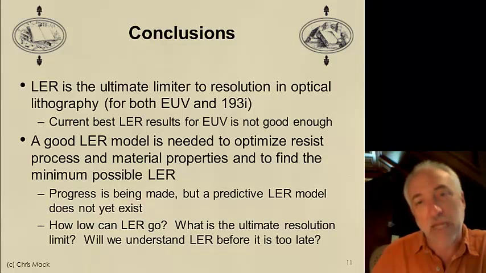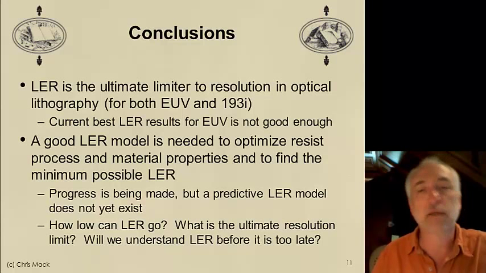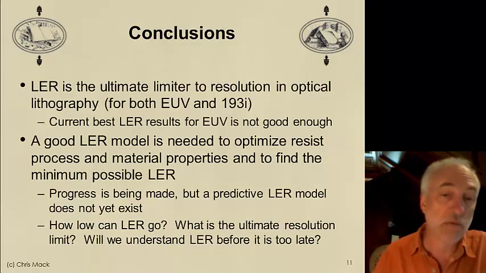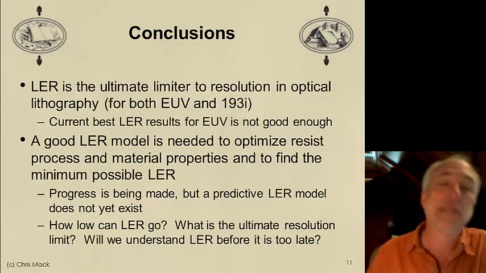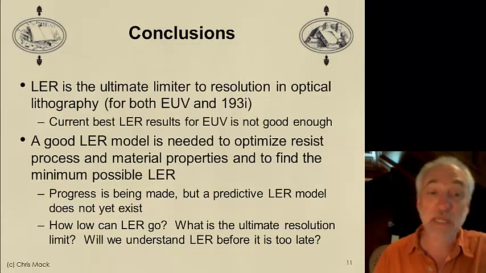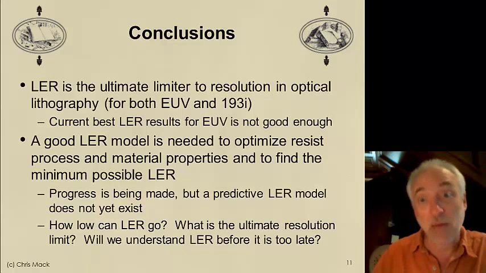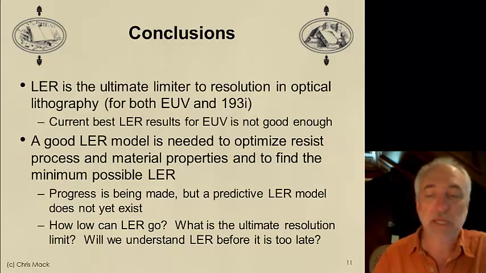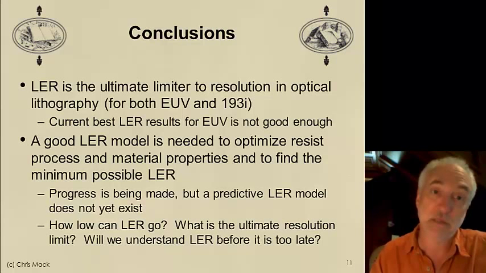We have learned a lot about LER in the last few years by studying it, but there's still a lot more to learn, and I think our models are good but not good enough. We can't predictively say this change in the process or the change in the material will result in this magnitude of decrease or increase in the LER. We also don't know exactly what the limits are. How low can we make the LER go? And because of that, what is the ultimate resolution limit? We need better understanding of LER. Otherwise, we'll just empirically find out what these limits are, and that may not be a pleasant thing.